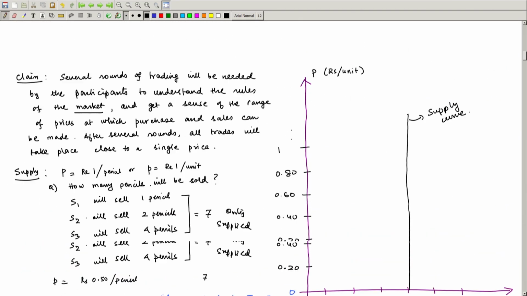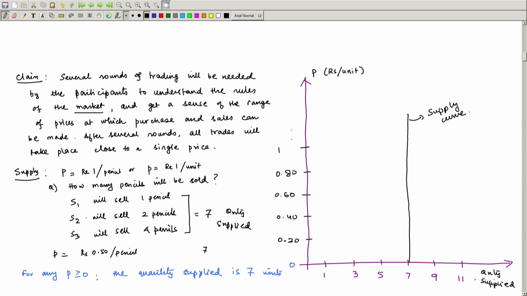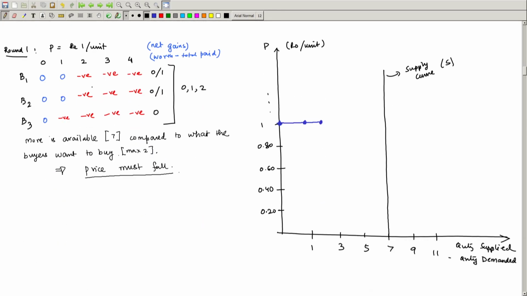Notice we have also made a claim. We have said that several rounds of trading will be needed by the participants to understand the rules of the market. The buyers and sellers may not be able to understand everything in round 1 itself, and we will go through these multiple rounds of iterations to figure out the single price at which trade is going to take place. So, let us look at a round 2 example. In round 2, I want to take a price which is lower than 1 rupee per unit. I have taken a price of 0.9 per unit, but you can choose a different price as well.